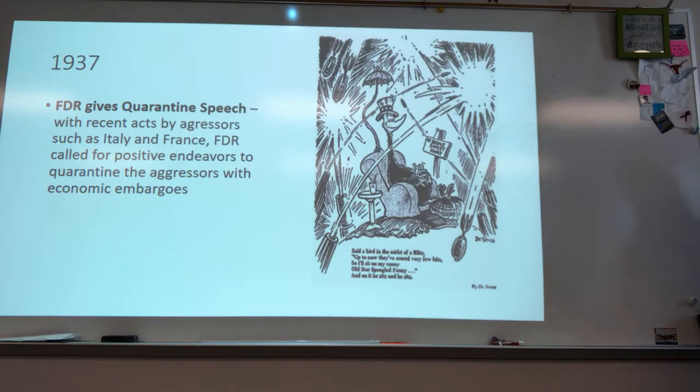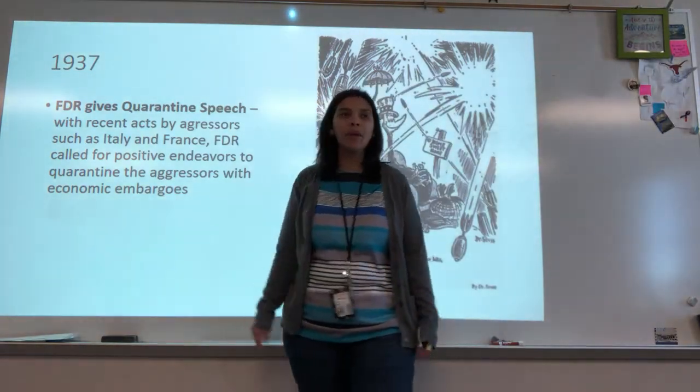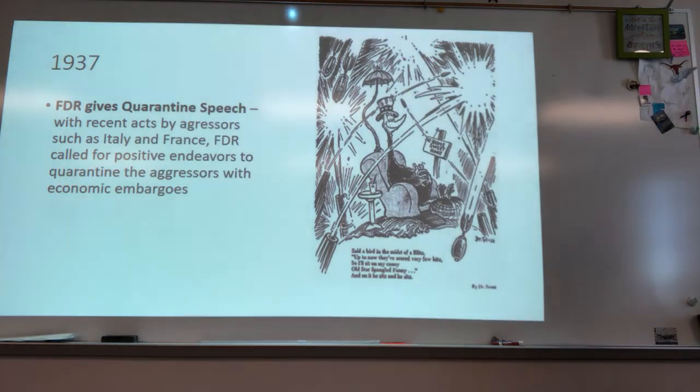FDR gives the quarantine speech. With recent acts by aggressors such as Italy and France, FDR called for positive endeavors to quarantine the aggressors, and what y'all are going to write is economic embargoes. We are not going to send stuff to these nations so they can make war. Is this isolationism? Are we getting involved in transitioning, getting involved in taking a stance in this war?